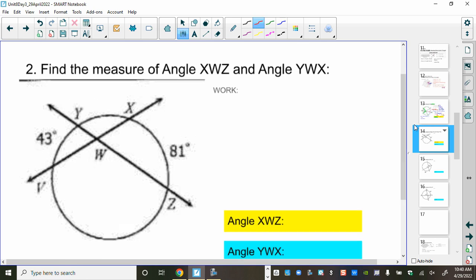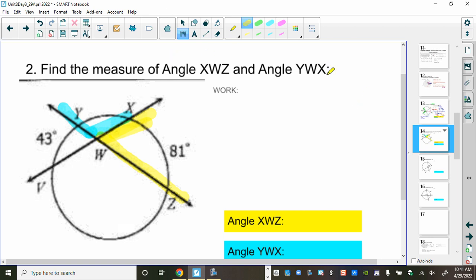Okay, now we have to find two angles. Let's look at what we have. So angle XWZ, that's the first one. And then angle YWX. Everybody see how I'm highlighting the two angles there? I'm going to highlight this a little different. It's that one. This one. All right.